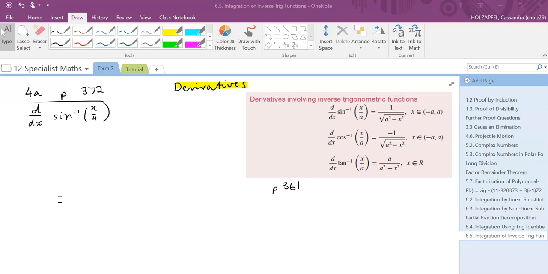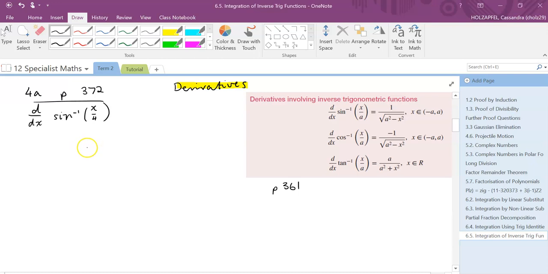functions. But anyway, we need to show you how to find the derivative of these functions, and then once we've found the derivative, we should be able to see how we can go ahead and find the integral. So this chapter is a little bit all over the place. I don't know if I'm the biggest fan of the way that this chapter is written, but anyway, let's go ahead and have a go at this question here.